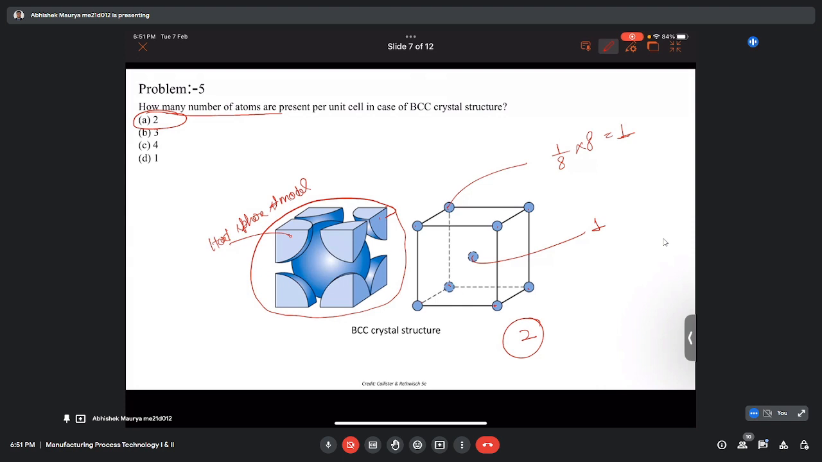Similarly, you can also think of hexagonal close packed crystal stacking or FCC crystal, face-centered cubic structure. So you can do that by your own. But still, if you find any difficulty, please let me know.